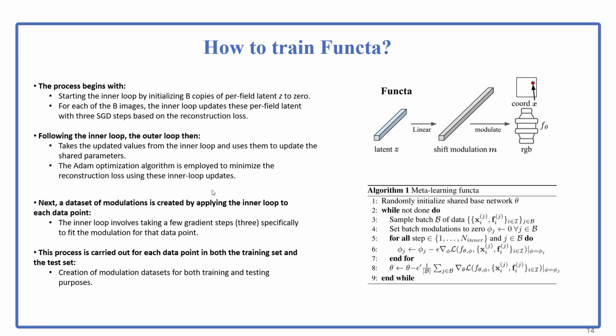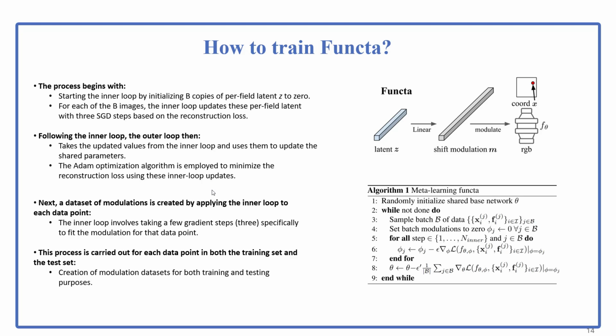But how can we learn those latents? They do it in a meta-learning approach. For example, they first initialize the latent z, and then they update its parameters using 3 steps of stochastic gradient descent, with a reconstruction loss. So you input the coordinate, you predict the RGB values, but you update the parameters of your latent z.